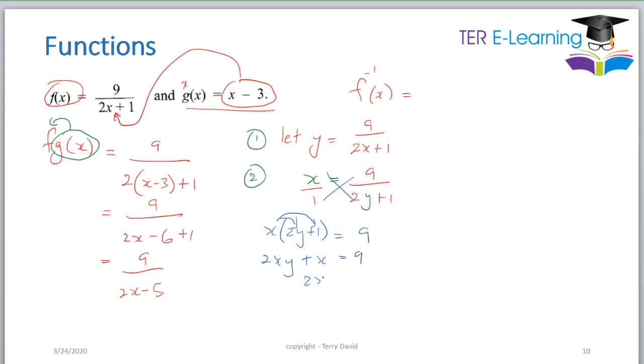Therefore, 2xy is equal to 9 minus x. And therefore, y is equal to 9 minus x all over 2x. So therefore my inverse function, f inverse, will be equal to 9 minus x all over 2x.